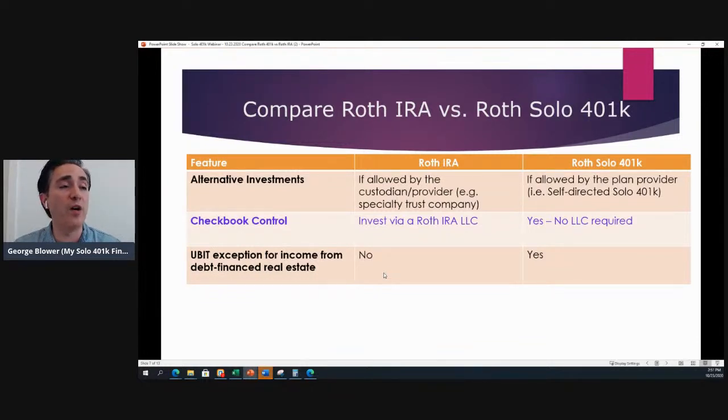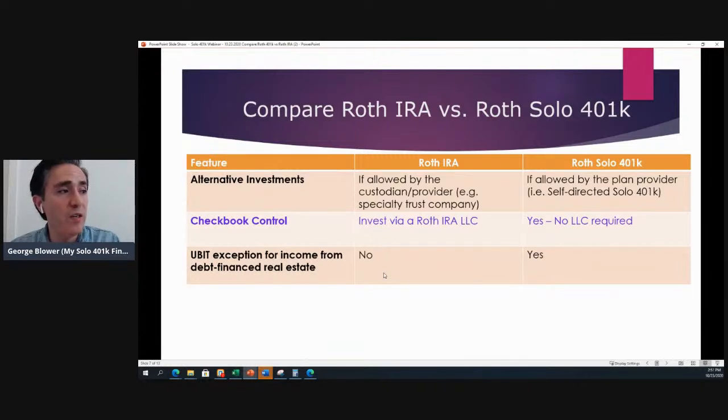Whereas with a Roth IRA, you need to invest via a Roth IRA LLC. So your Roth IRA would own an LLC. The member of the LLC is the IRA, and you're the manager. That's how you get the checkbook control, because you open up an account at a bank in the name of the LLC.